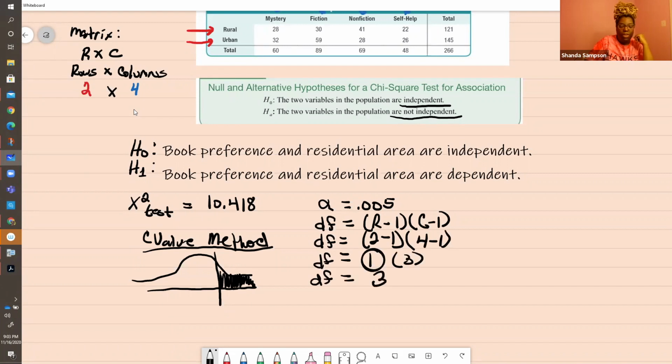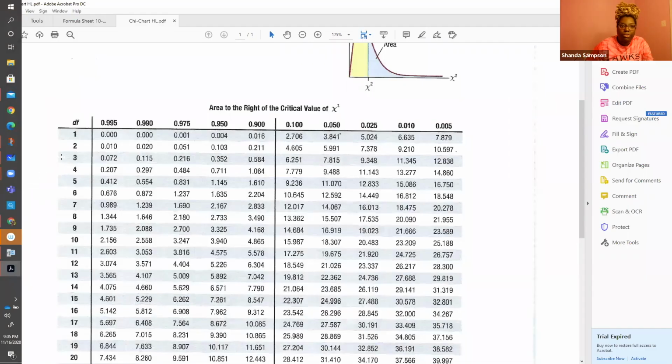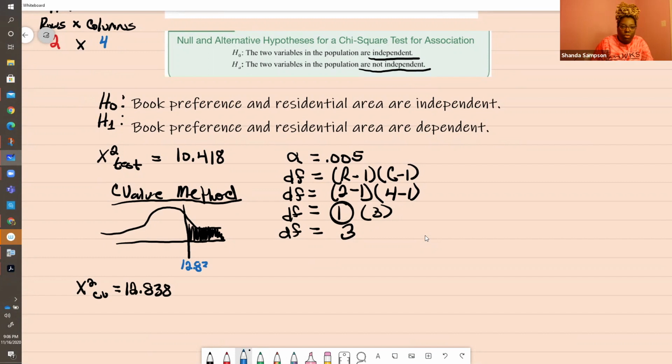So now that we have our degrees of freedom, we can look on our chi-square table for degrees of freedom 3 and our alpha of 0.005. So here's our degrees of freedom here. And as we go over, we'll see our chi-square value here of 12.838. So our critical value is 12.838. And then we say, well, where does our test statistic fall? 10.418 is in our fail to reject region. So we're going to fail to reject this null hypothesis.